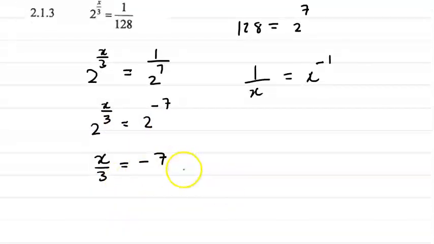Now we're going to cross multiply here. Remember, x over 3 equals minus 7 over 1. Cross multiply, x times 1 is x. 3 times negative 7 is negative 21. And that is my solution. So that is solving simple exponential equations.